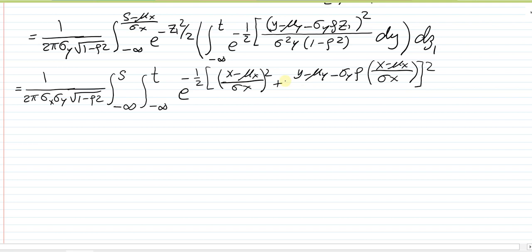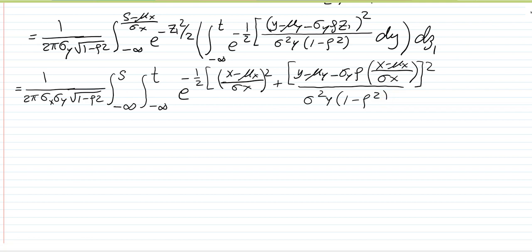squared, and then divided by sigma squared y times 1 minus rho squared. Okay. And then we have dy and now dx. Okay, that looks good.